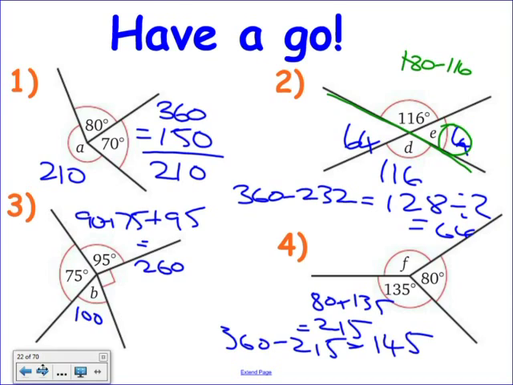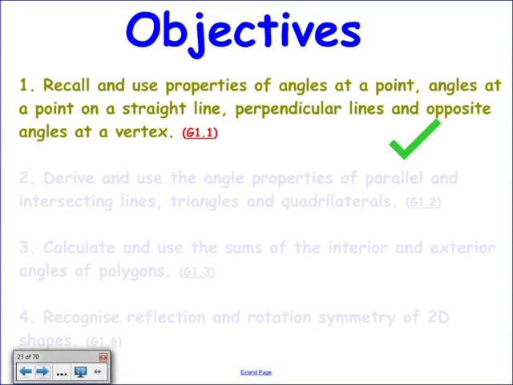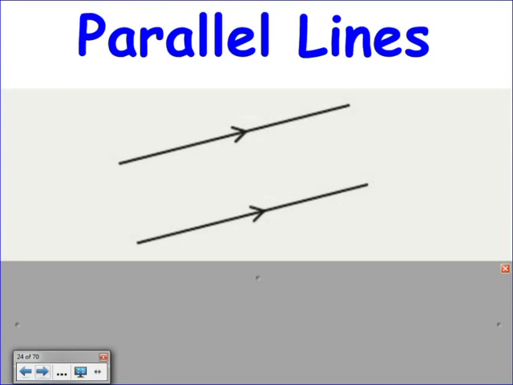Absolutely brilliant. And that's objective 1 done. The recall use of properties of angles at a point and angles on a straight line. Okay, we're just going to have a look at some more rules now before we take a break. We'll cover the rules, we'll take a break and then do the worksheet. How does that sound? Yeah.